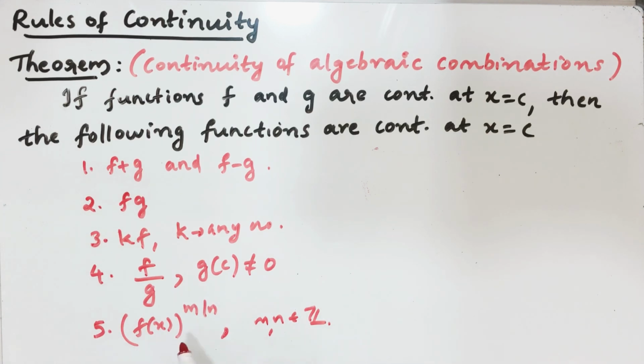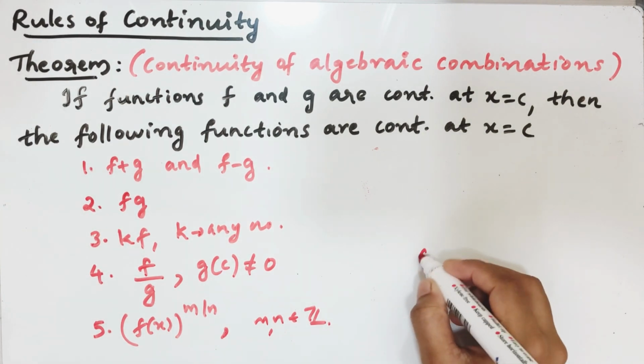And the fifth one: f of x the whole power m by n, where m and n are integers, and f of x the whole power m by n is defined on an open interval containing x equal to c. As a result of this theorem, we can say polynomial functions and rational functions are also continuous.